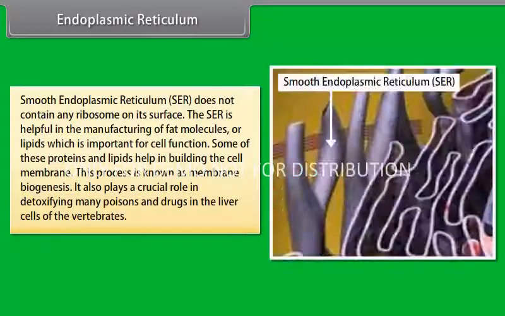Smooth endoplasmic reticulum, SER, does not contain any ribosomes on its surface. The SER is helpful in the manufacturing of fat molecules or lipids, which is important for cell function. Some of these proteins and lipids help in building the cell membrane. This process is known as membrane biogenesis. It also plays a crucial role in detoxifying many poisons and drugs in the liver cells of the vertebrates.